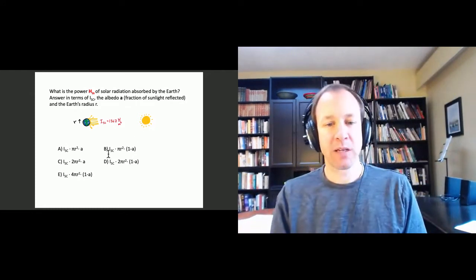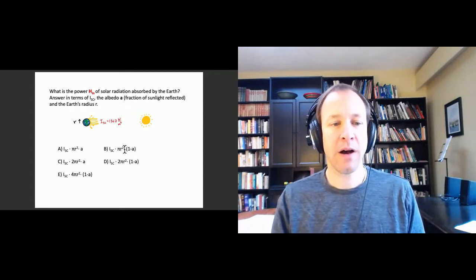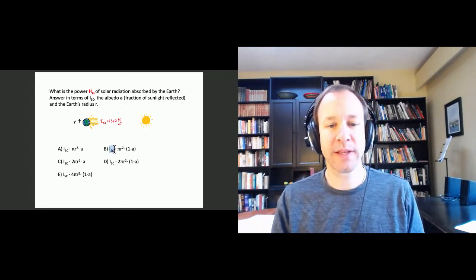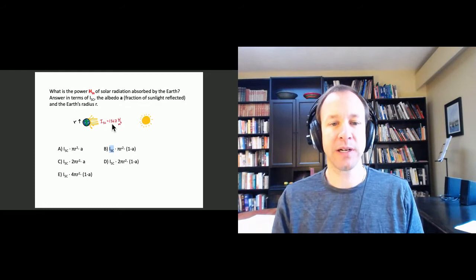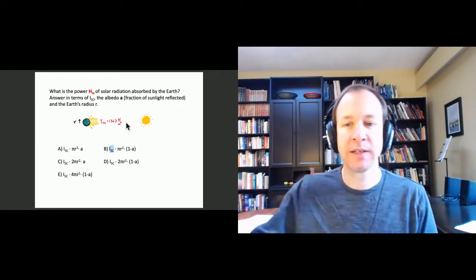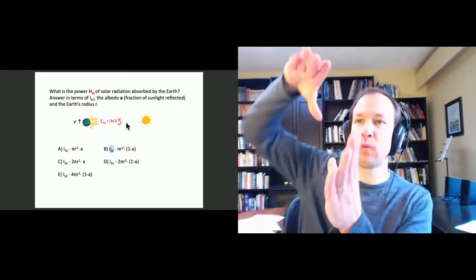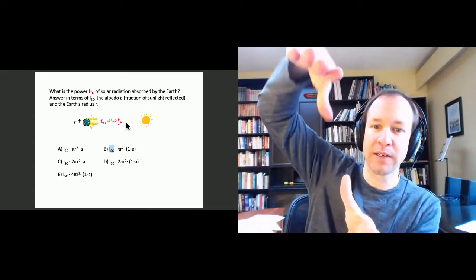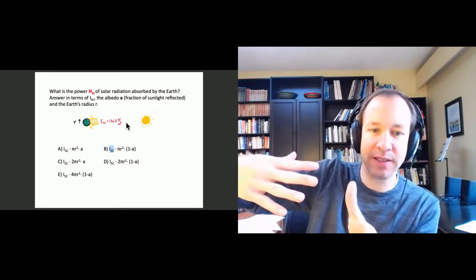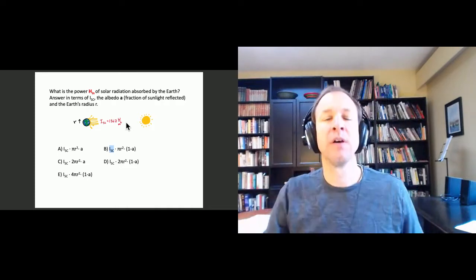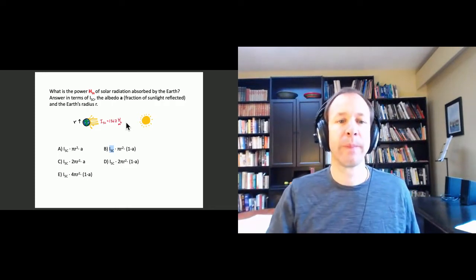Okay, so all of these answers start with I, the solar constant. This is the power per meter squared of sunlight. That's if you had a 1 meter squared area perpendicular to the direction of the sunlight, that's how much power would be coming into that.